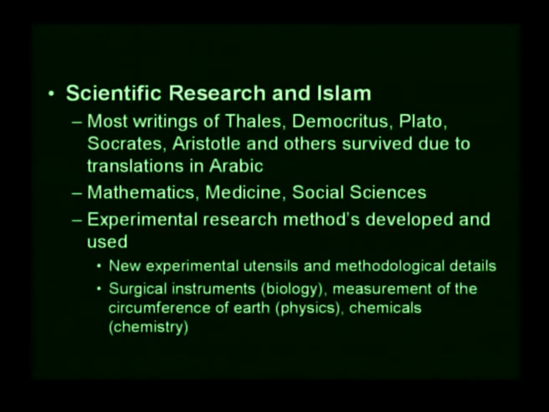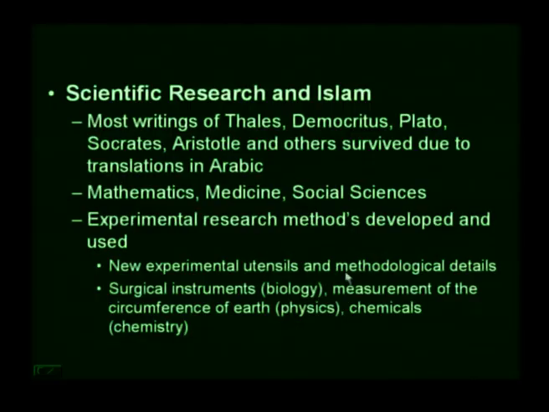This was probably the first time when the experimental research method was developed and used. New experimental equipment, utensils, and methodological details were developed. Surgical equipment and instruments were developed. Other important contributions include the circumference of Earth and different types of chemicals. Without going into details of why Muslims were so involved in developing these chemicals, we do understand that Muslims had a lot of contribution to science and research in this era.